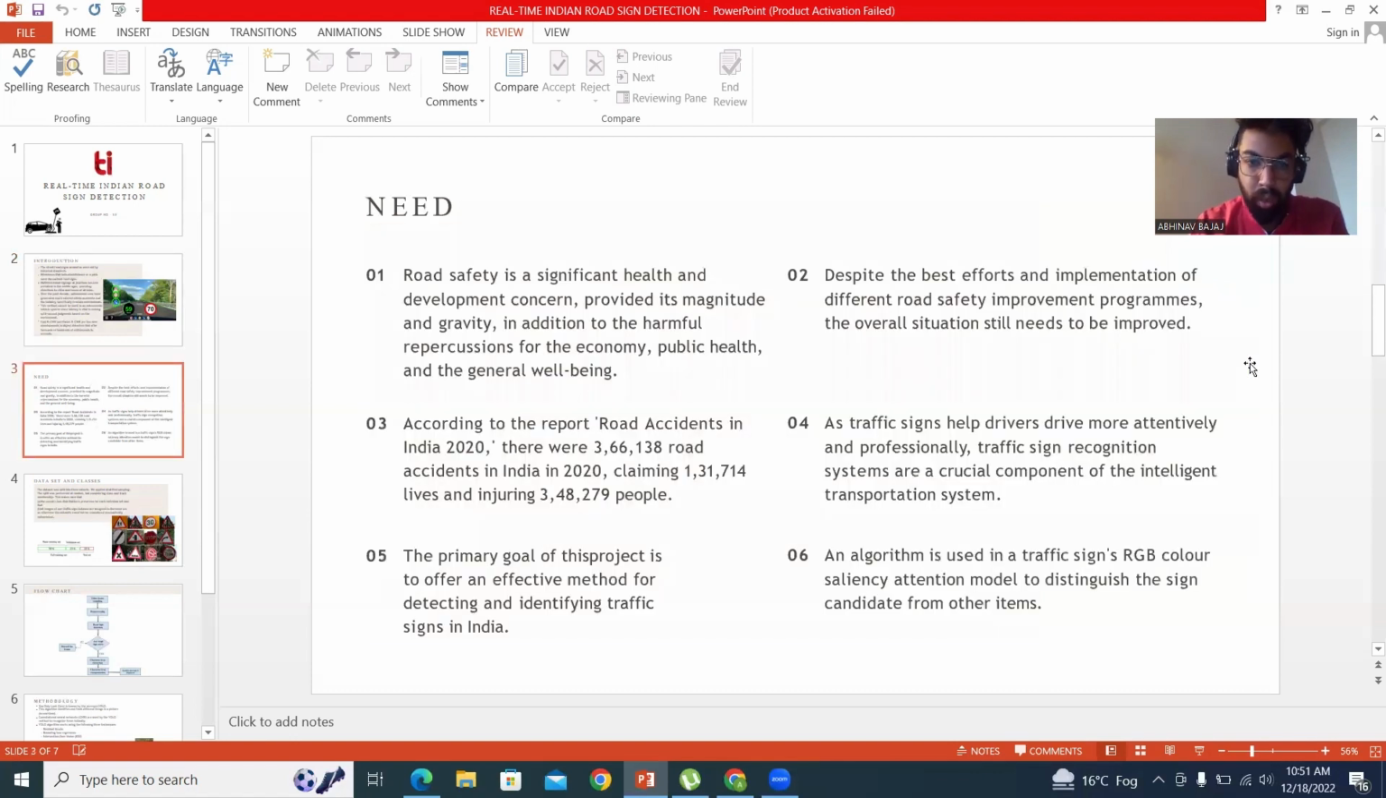And now we will come to the need. According to the report, in 2020, there were nearly 4 lakh accidents. So someone has to come forward to bring down the records of these accidents. So we have proposed a model for this. The primary goal of this project is to offer an effective method for detecting and identifying traffic signs in India. Traffic signs help drivers drive more attentively and professionally. Traffic sign recognition systems are a crucial component of the intelligent transportation system.